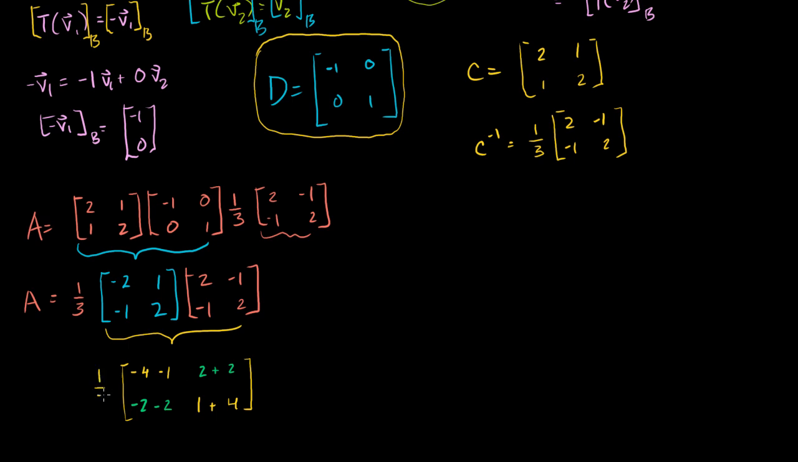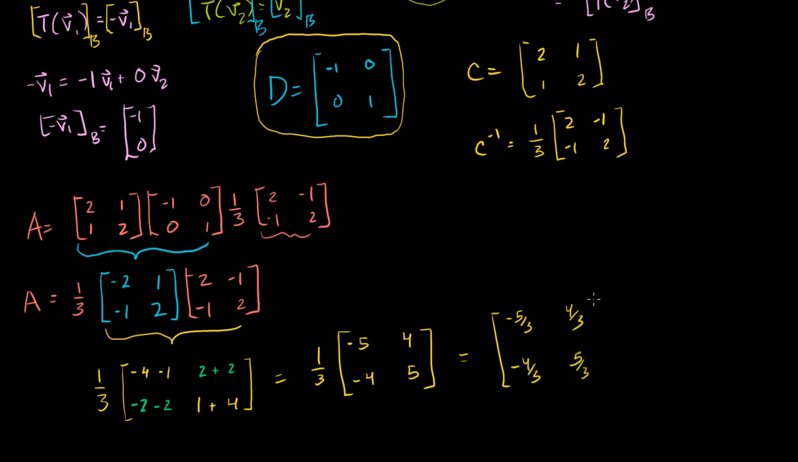And of course, we have a 1/3 out front. So this is going to be equal to 1/3 times the matrix -4 minus 1 is -5, 4, -4, and 5. Or it is equal to -5/3, 4/3, -4/3, and 5/3. That is our transformation matrix A with respect to the standard basis.